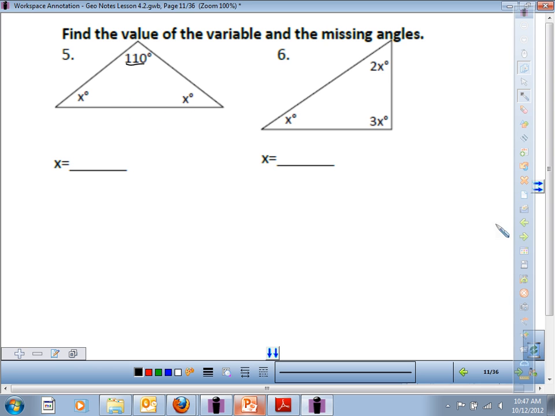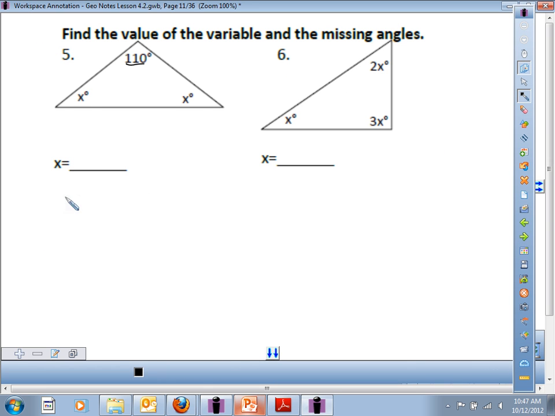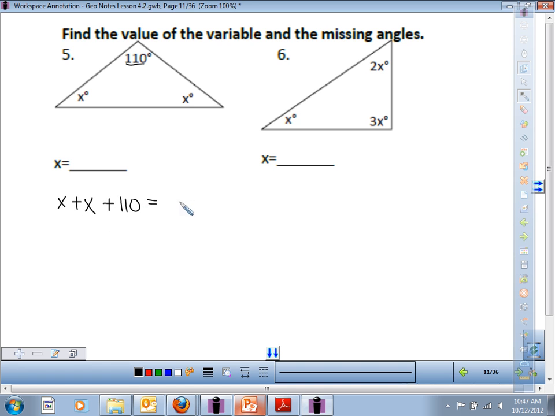Now, we're going to do it exactly the way we did it here. We're going to add all three of our angles together and set it equal to 180. So we would go x plus 110. Now, it doesn't matter what order we start adding in there. That's the commutative property. But we know when we add all three of them up, we're going to get 180 degrees. Okay, well, now we can simplify this a little bit. x plus x is 2x plus 110 equals 180.